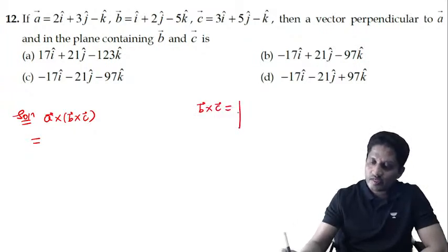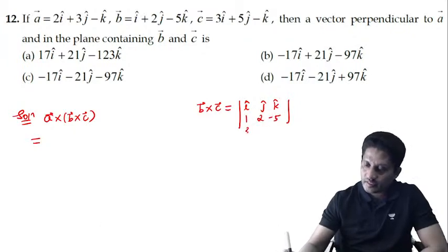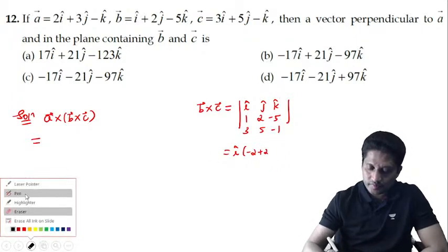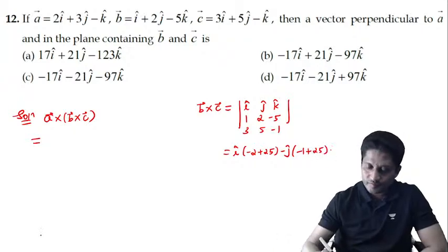B cross C is equal to determinant. You get components of i, j, k. Okay, and then components of B is 1, 2, minus 5. Components of C is 3, 5 and minus 1. Delete first row, first column, you get minus 2 plus 25. Yeah, this is minus 2 plus 25. Minus j, delete first row, second column, you get minus 1 plus 15, right? Sorry. So this is 15.